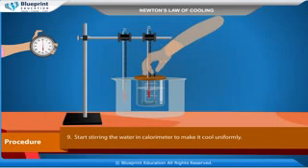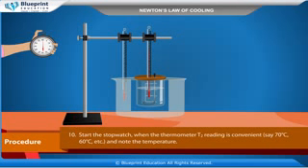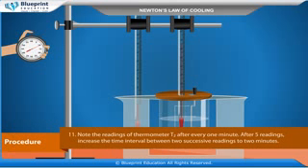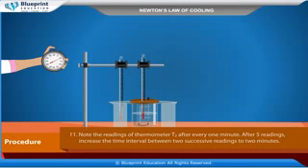Start stirring the water in calorimeter to make it cool uniformly. Start the stopwatch when the thermometer T2 reading is convenient, say 70 degrees Celsius, 60 degrees Celsius, etc., and note the temperature. Note the readings of thermometer T2 after every 1 minute. After 5 readings, increase the time interval between 2 successive readings to 2 minutes.